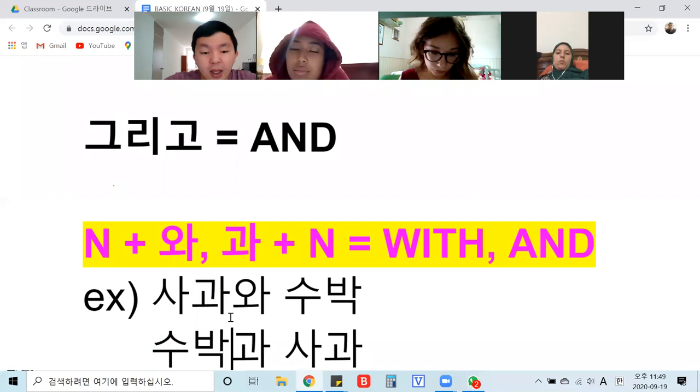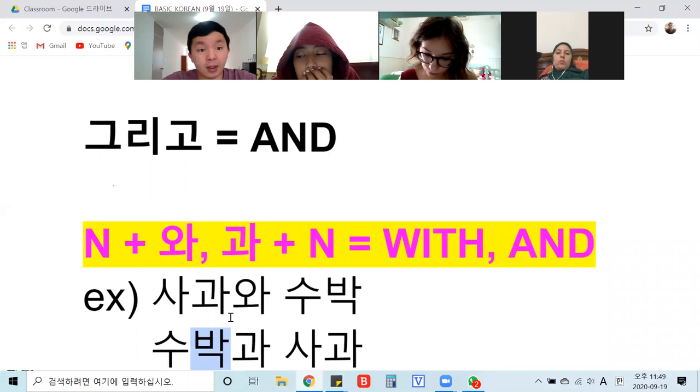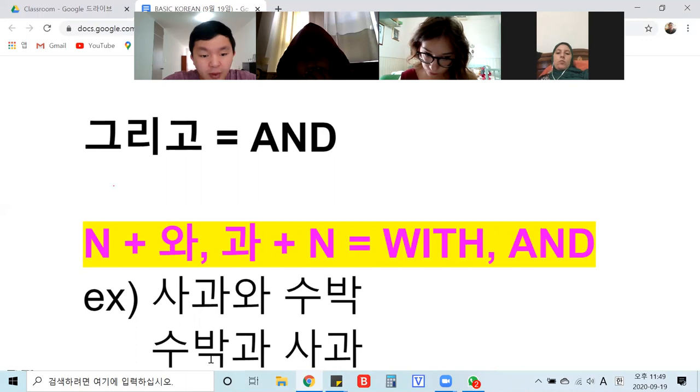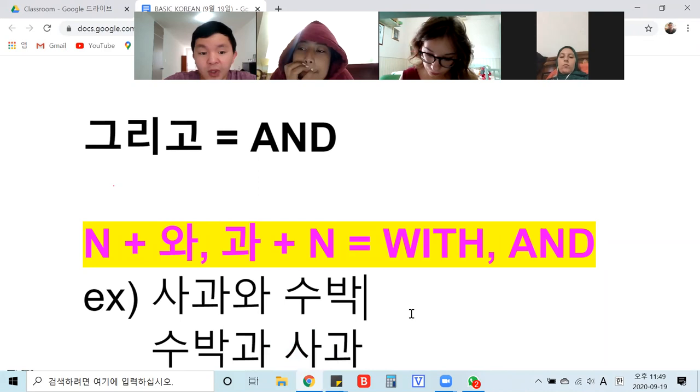수박과 사과. So the last syllable of the noun, which is 수박, from 수박, is 박. This one, 박. As you can see, it has a 받침: consonant, vowel, and another consonant. When it has a 받침, you're going to use 과. And after that, whatever noun comes next. So that was a basic explanation for this grammar, actually.